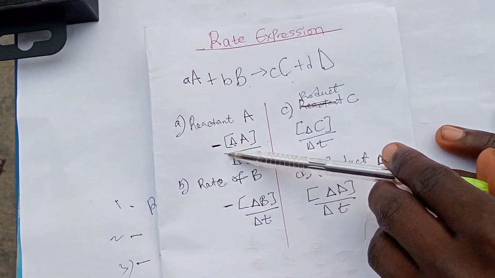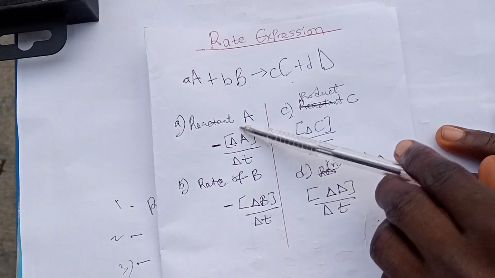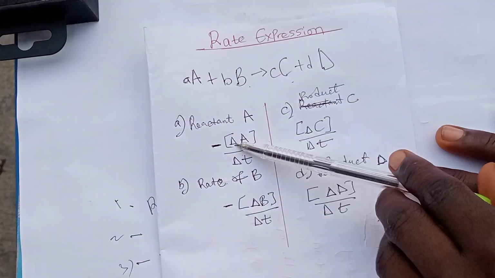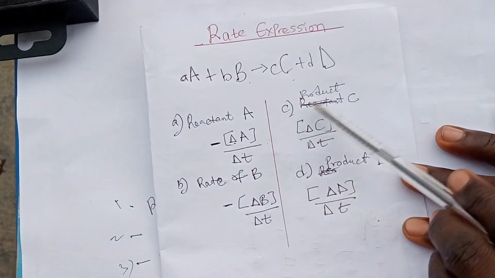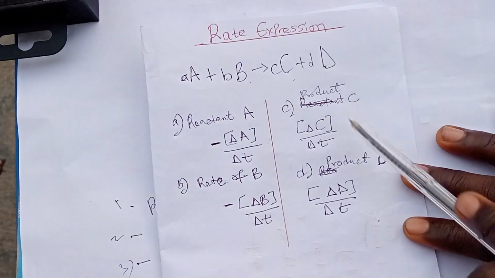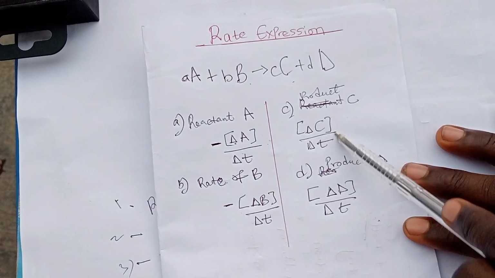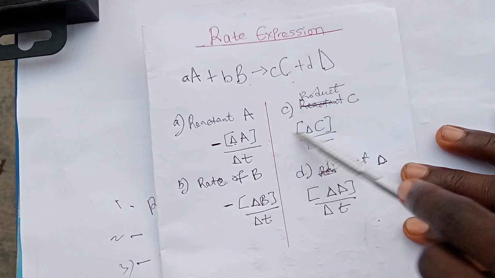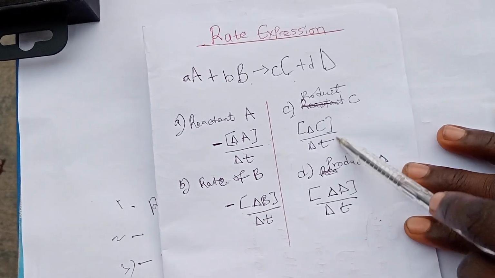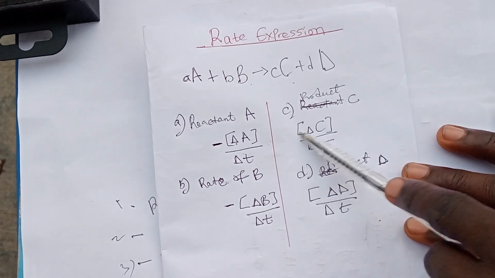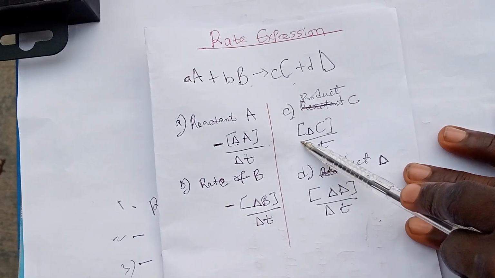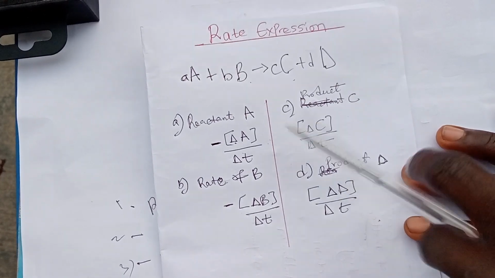This curly brace is very important. You have to put it because it shows concentration, and this delta, which means change, is also very important. But on the product side, C and D, you see that in the rate expression I did not put a minus. It shows that they are products. So when you see a rate expression and there's no minus, it means that particular species is a product. I hope you understand.